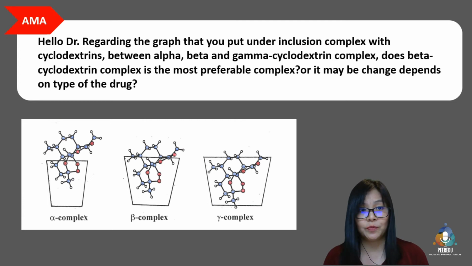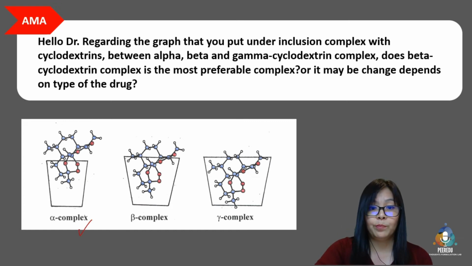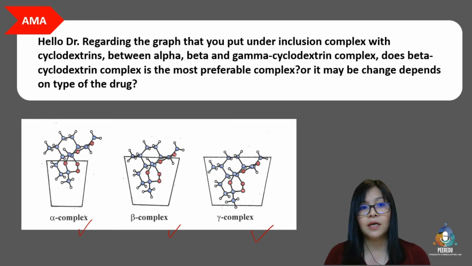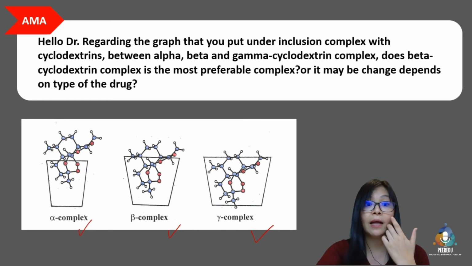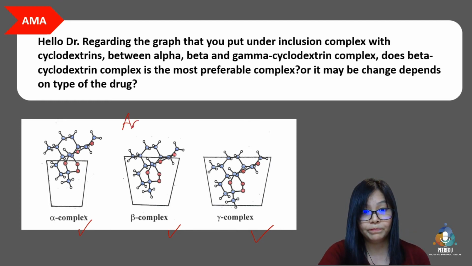The same question has been asked by another student regarding the graph that you put under inclusion complex with cyclodextrin between alpha, beta, and gamma. Here we have the alpha, beta, and gamma. Is beta complex more preferable, or may it change depending on the type of drug? Of course, it may change depending on the type of the drug. But the drug that I show in the example of the slide is actually artemisinin. Artemisinin is a type of anti-malaria drug.